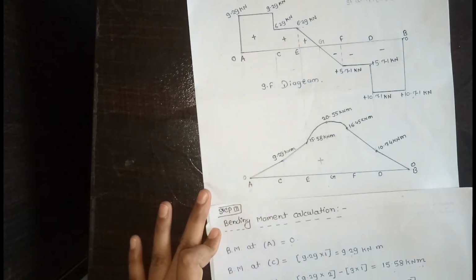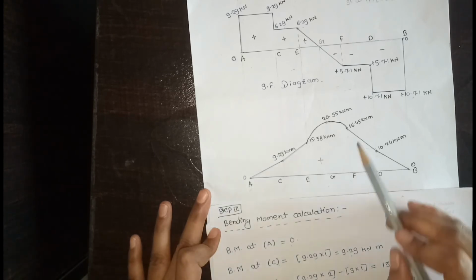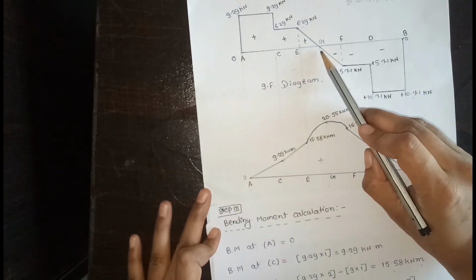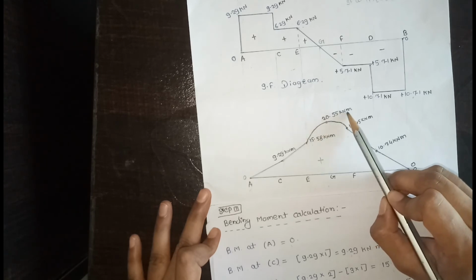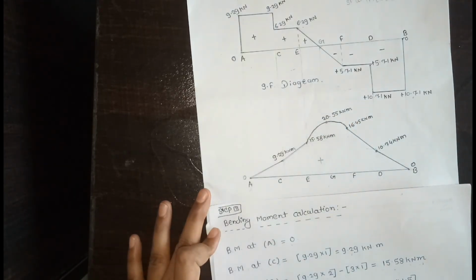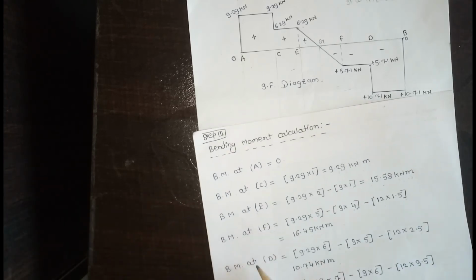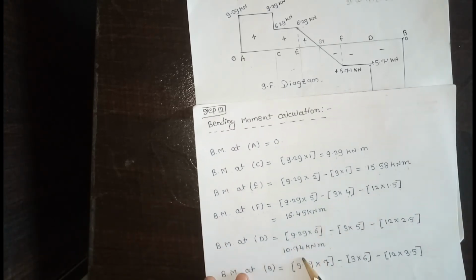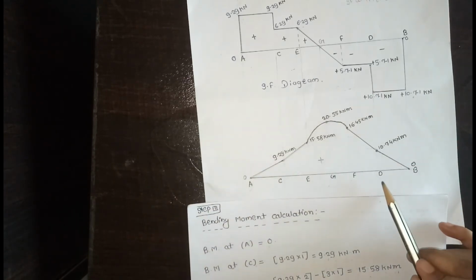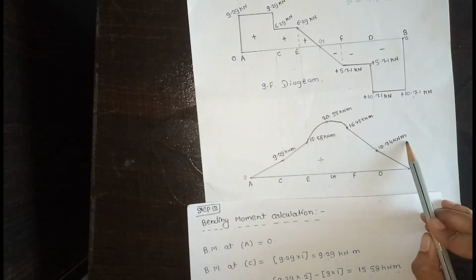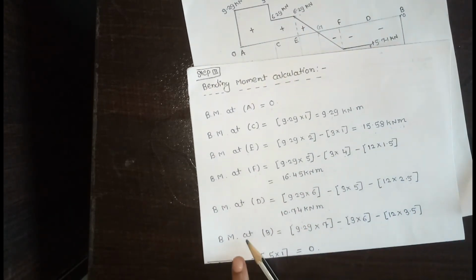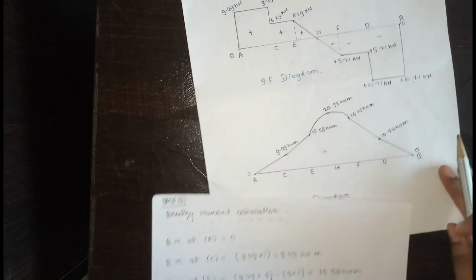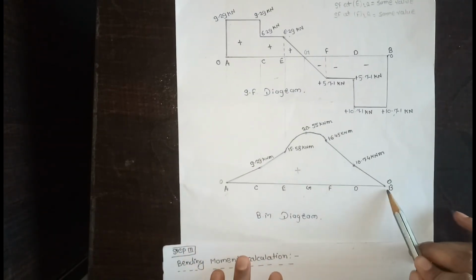Then the bending moment at F is equal to 16.45. Then the bending moment at point G is 20.55 kilonewton meter. Then the bending moment at D is equal to 10.74 kilonewton meter. And the bending moment at point B is equal to 0.